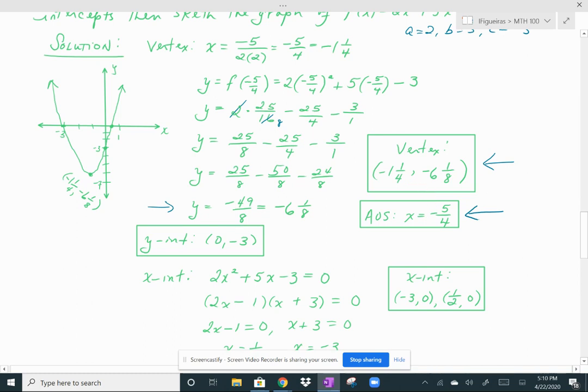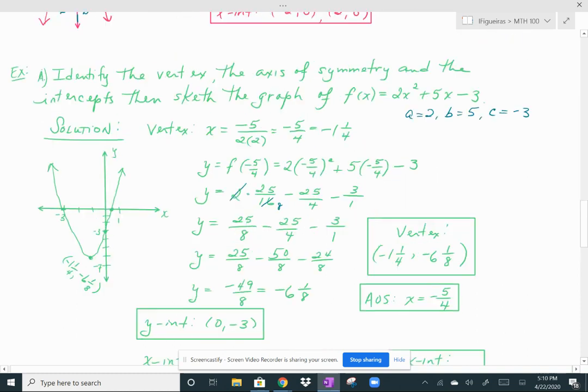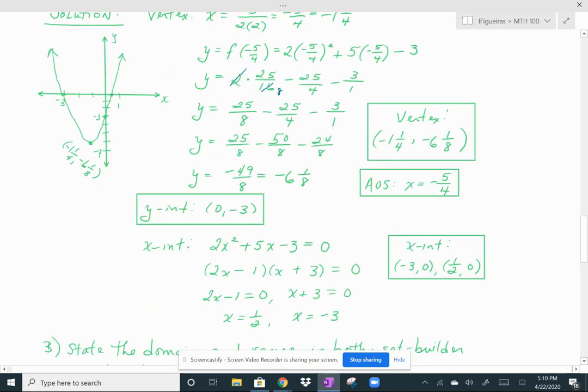Okay, so now we need to find our y-intercept. Y-intercept should always be the easiest one to find. That's when x is 0. And when x is 0, the first term goes away, the second term goes away, so you're just left with negative 3. So 0, negative 3 is my y-intercept.